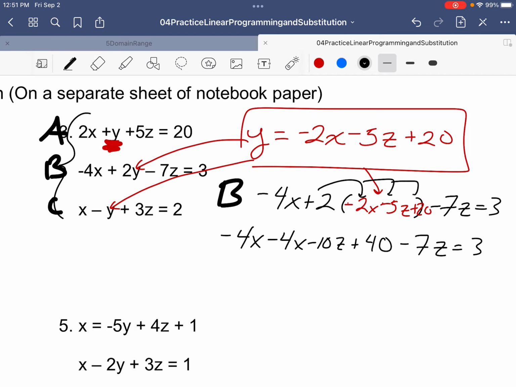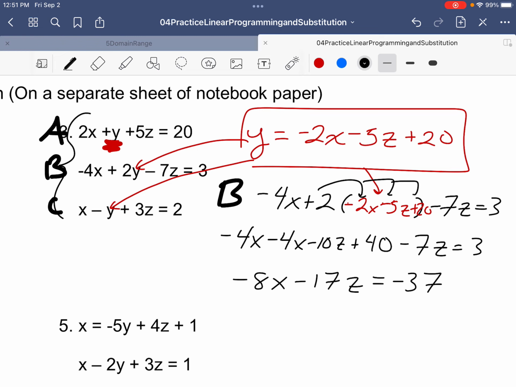Okay, now we're on the right track because we're getting 2 variables. We're going to combine these x's to be negative 8x. We're going to combine these z's to be negative 17z. That's 2 variables. That's good. By the way, I've got to subtract 40 over here. That'll get you negative 37.